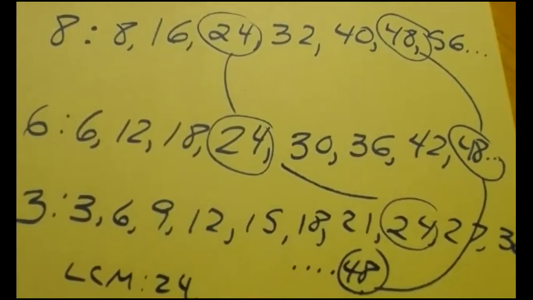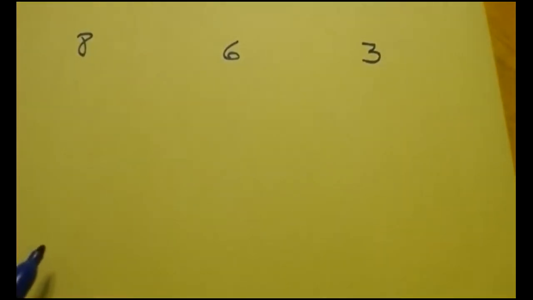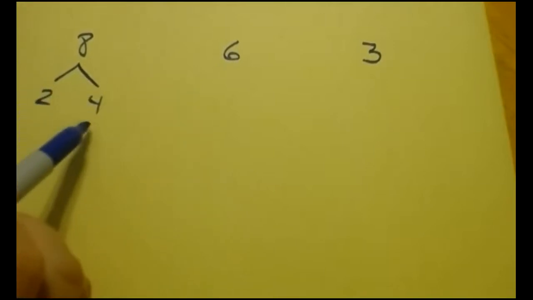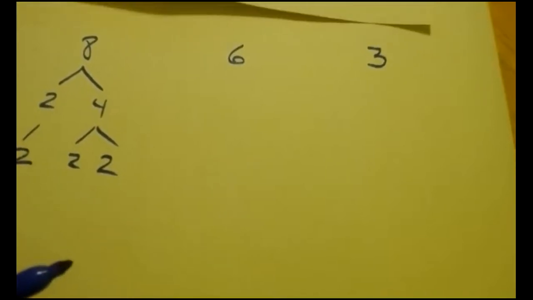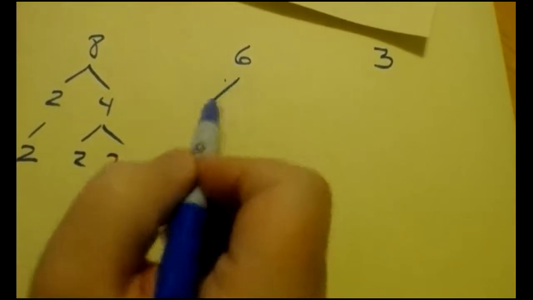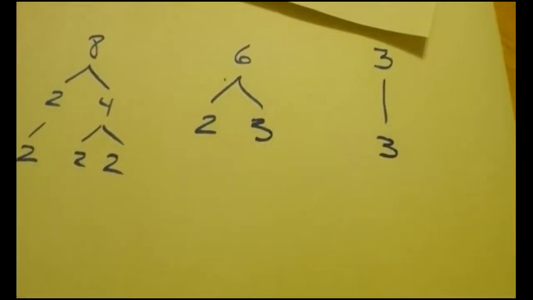Okay. Let's take the same numbers, 8, 6, and 3. And right now, we're going to use prime factorization to try to write out what they would be as prime factors. So this is 2 times 4. 4 is 2 times 2, and just bring down the 2. So for 8, we have 2, 2, 2. Now for 6, we have 2 times 3. And 3 is prime, we just have 3.